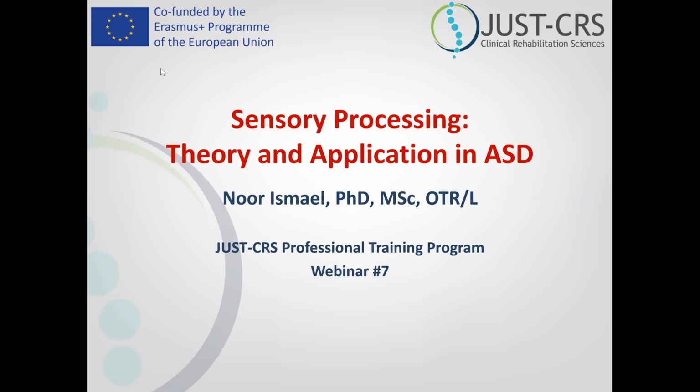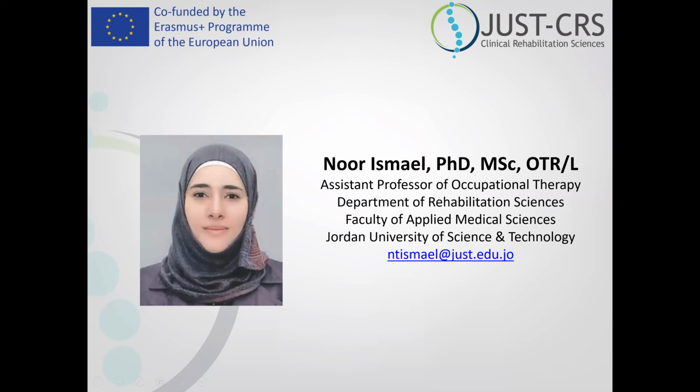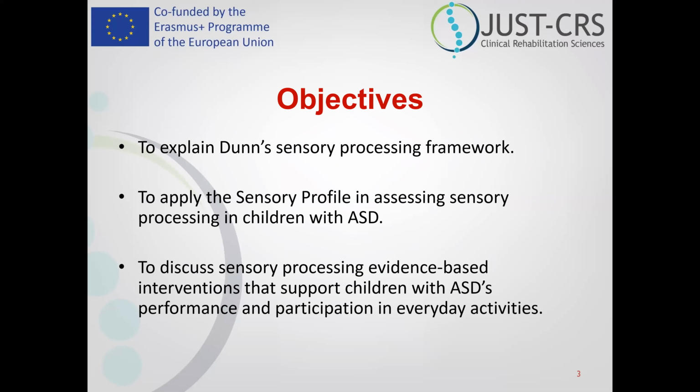So our objectives for today will be: we will explain Dunn's sensory processing framework, and we will know how to apply the sensory profile in evaluating and characterizing children's sensory processing patterns, specifically for children with autism spectrum disorders. Also, we will discuss evidence-based interventions that support children and families' participation in everyday life.